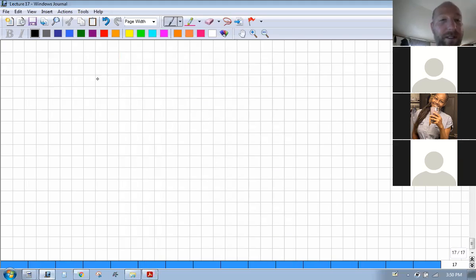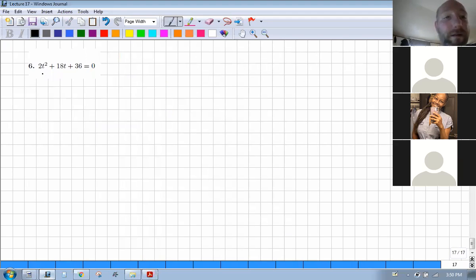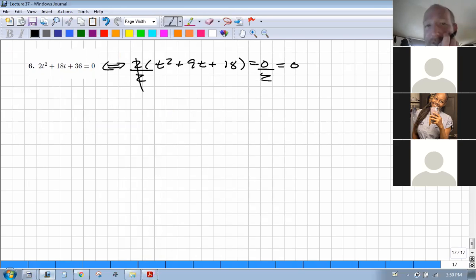All right, number 6. All right, looks like we can pull a 2 out of everything. T squared plus 9t plus 18. Then we could divide everything by 2. 0 divided by 2 is still 0.